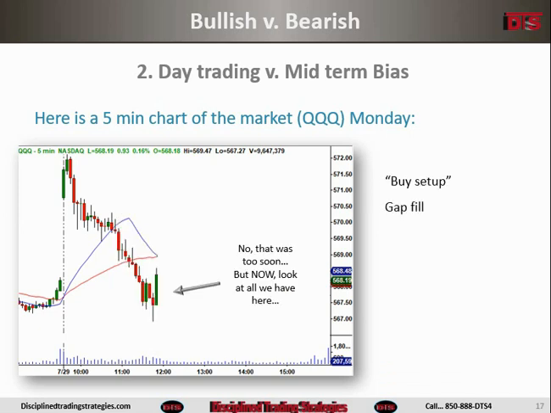I don't want to really argue or get into it here. I just want your comments, so keep them coming. What about the gap fill? Anybody like the gap fill? Is a gap fill support? Everybody? Is a gap fill support?